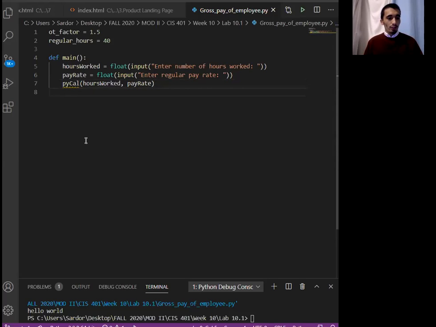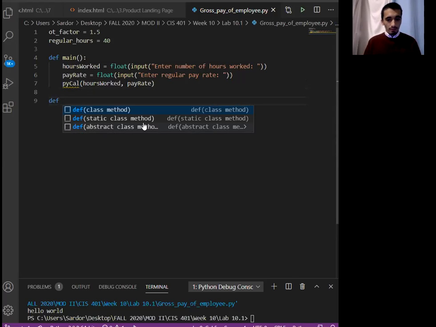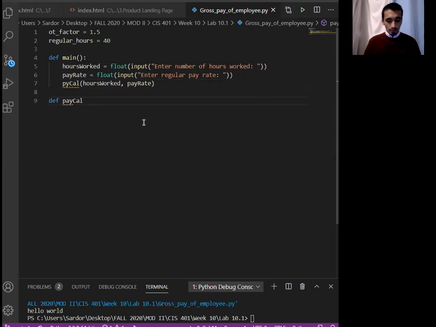Now, as you could see, it is highlighted. Why? Because we did not define it yet, which we will do right now. Def pay. We will put hours and pay rate. Oh, pay rate. Good.